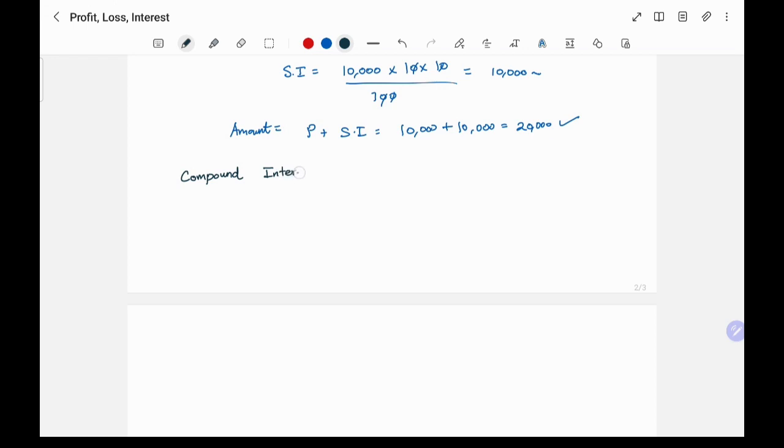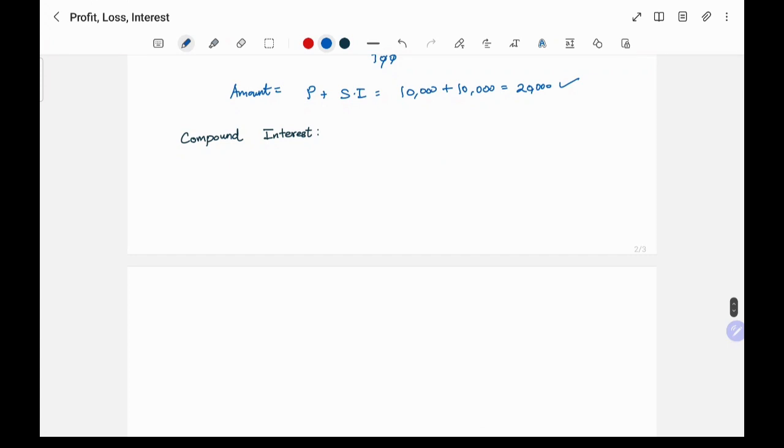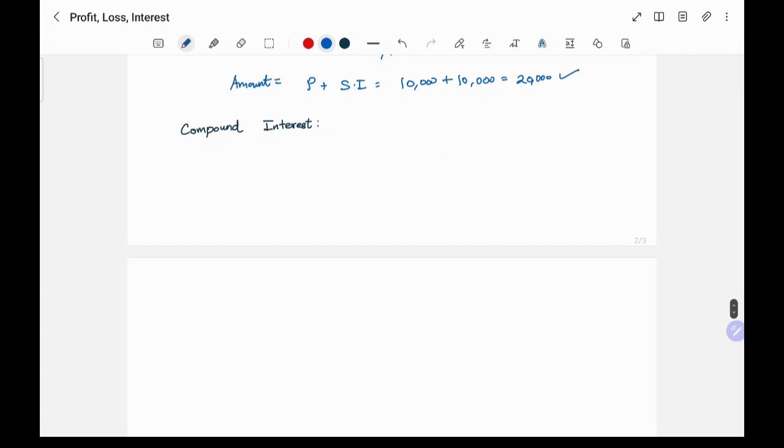Compound interest. So here also the concept is the same. You invest some money and you get some interest, but the way the interest is calculated is different. So in the first year I invest 10,000. That gives me an interest of, let's say, 1,000 rupees. So in the second year, instead of just taking this 10,000, I take this interest also. So 11,000 is the total amount. So now I will get an interest of 1,100.